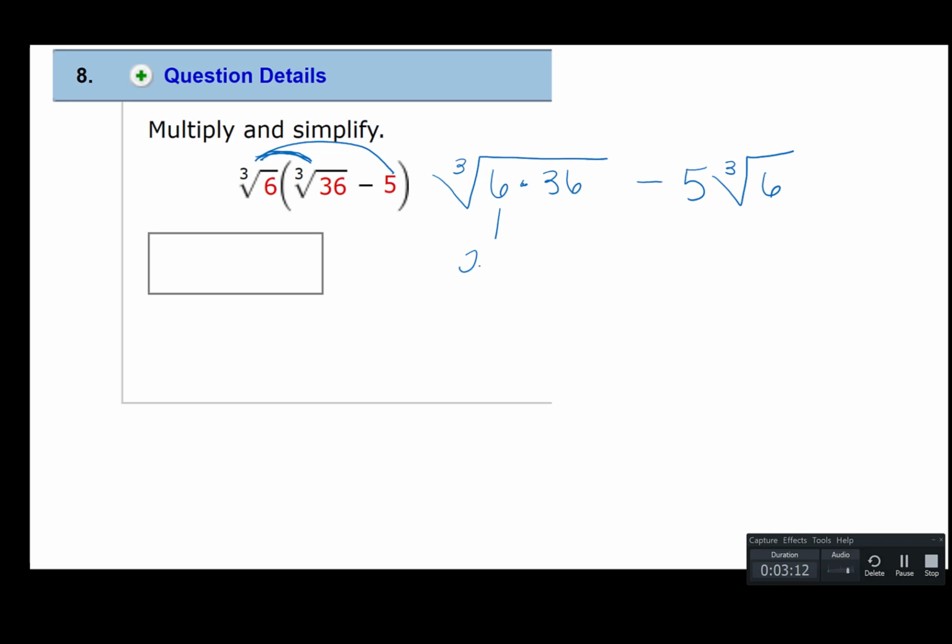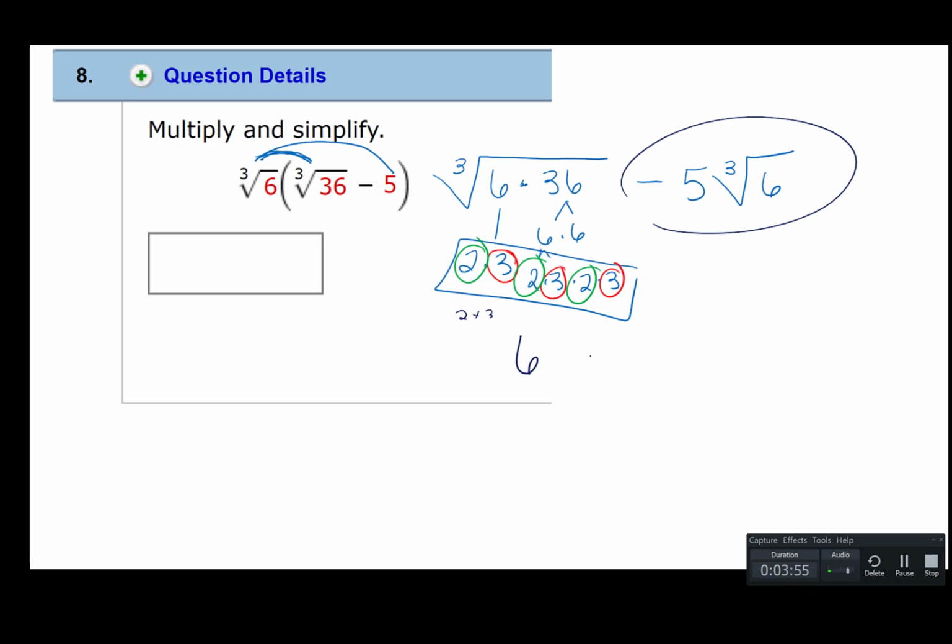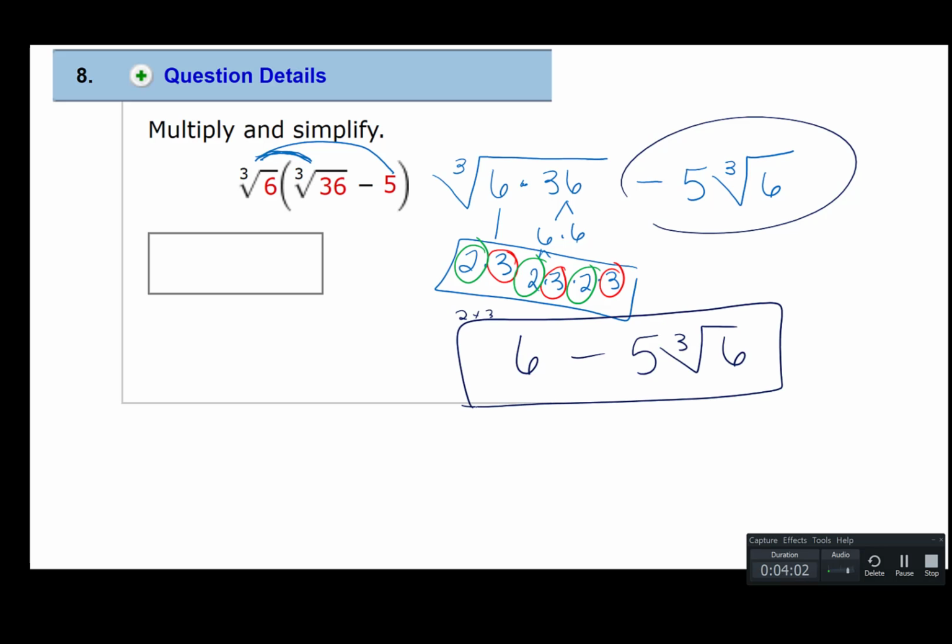If we make a factor tree here, all right, there's the factor tree. We have a group of 3 3s and a group of 3 2s. And so all of these come out. 2 times 3 is 6. We cannot simplify that at all, and so we'll just write it next. And this binomial is your final answer.